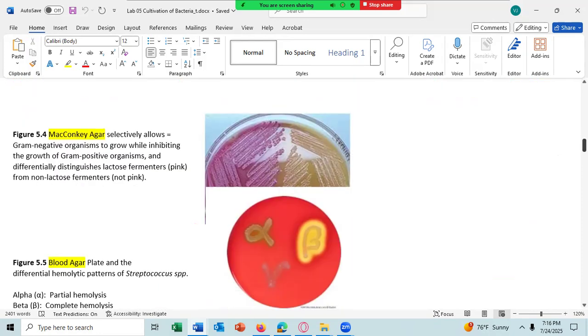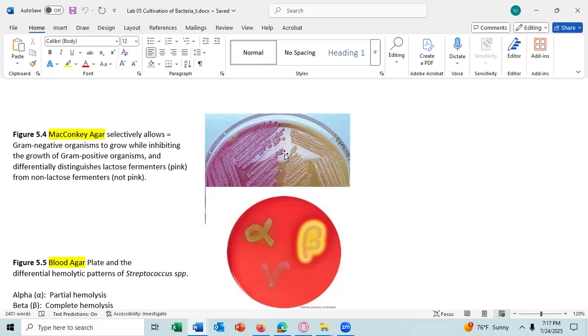All right, so MacConkey's agar is a selective media. If it grows on the plate, it's likely to be gram-negative because it selects against gram-positive cells. And gram-positives usually don't grow on MacConkey's agar. It's also differential, allowing you to differentiate between cells that can metabolize lactose and cells that cannot metabolize lactose.